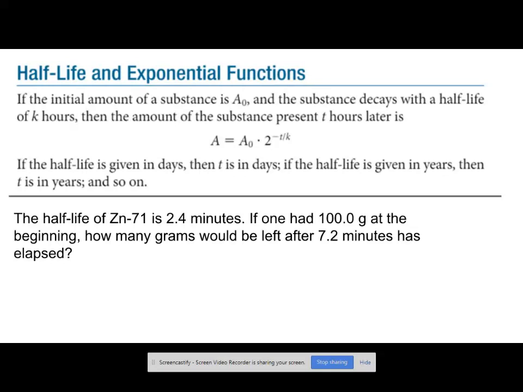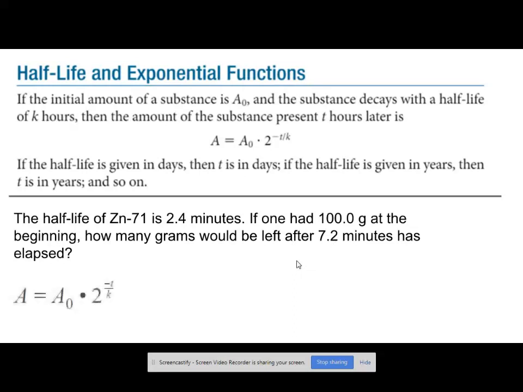So if you take 100 grams at the beginning of this whatever substance, after 2.4 minutes, you would get half of that. You have 50 grams. After another 2.4 minutes, you'd have half of that, 25 grams. After another 2.4 minutes, and so on. So keep going down by 2.4, 2.4, 2.4. That's kind of the idea. Every 2.4 minutes goes half, half, half, half. So that's the idea here, that every 2.4 minutes, the potency in the system is half of what it is. So the question is, how many grams would be left after 7.2 minutes had elapsed?